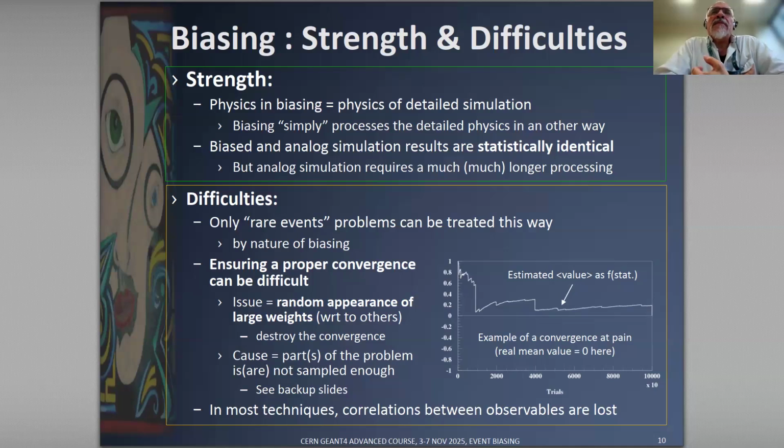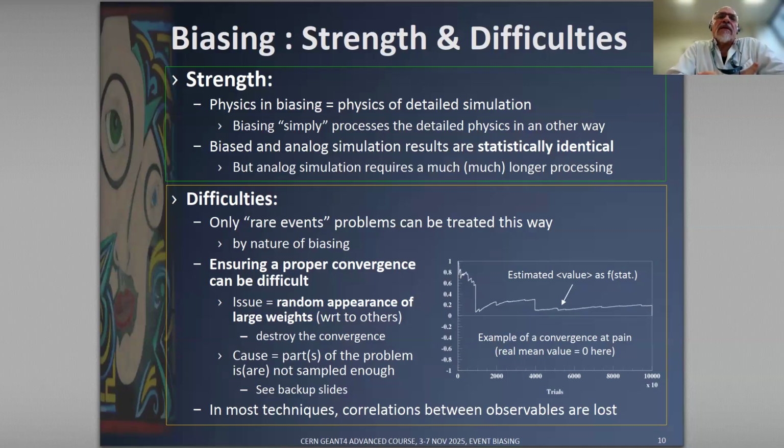It means in particular that when you need to explore tails of distributions which are far away from the mean value, you are guaranteed that what you do with biasing will be the same as what you would do with a full detailed simulation, which would take an enormous amount of time to get there. So it means that the biased and analog simulation results are in fact statistically identical.